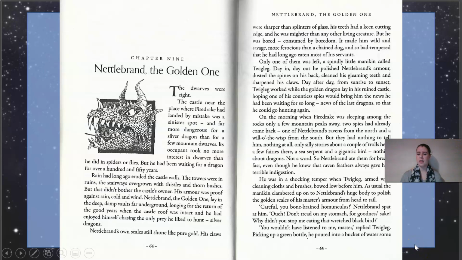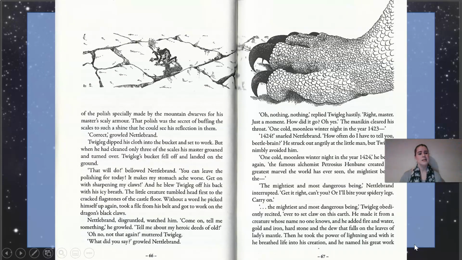Picking up a green bottle, he poured into a bucket of water some of the polish specially made by the mountain dwarfs for his master's scaly armour. The polish was the secret of buffing the scales to such a shine that he could see his reflection in them. "Correct," growled Nettlebrand. Twigleg dipped his cloth into the bucket and set to work. But when he had cleaned only 3 of the scales, his master groaned and turned over. Twigleg's bucket fell off and landed on the ground.